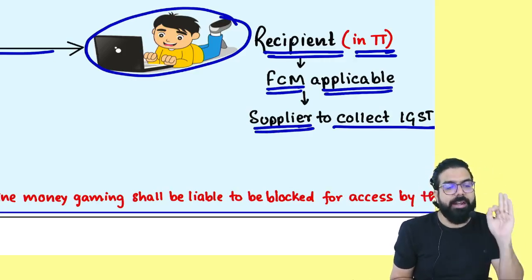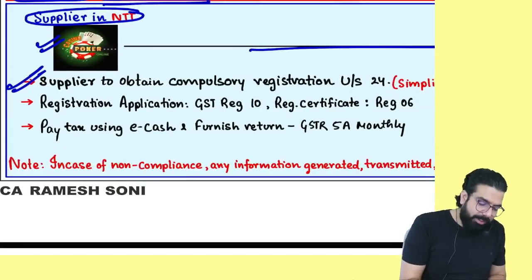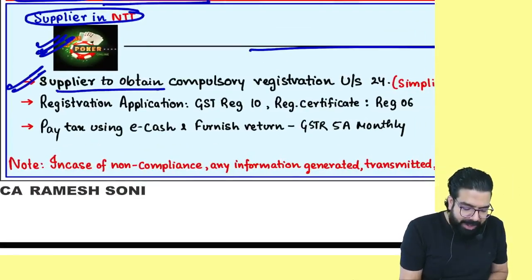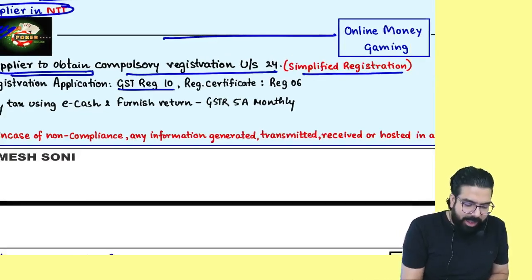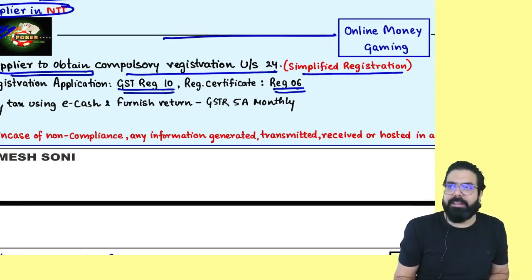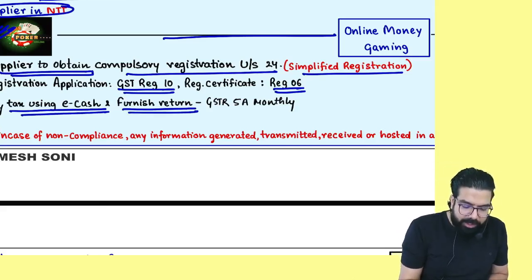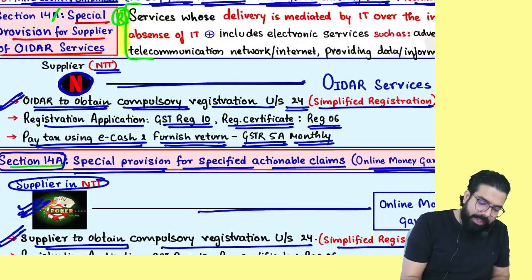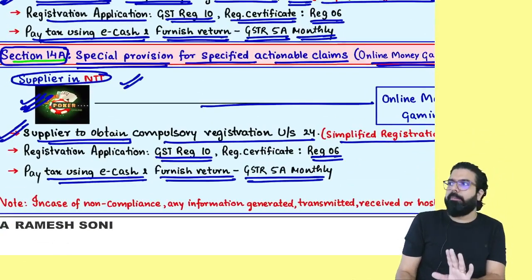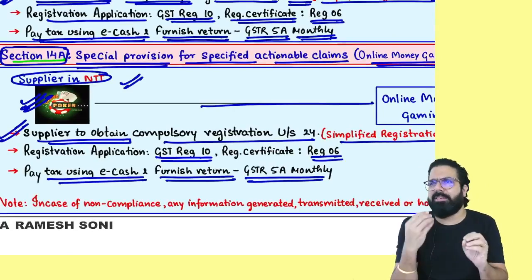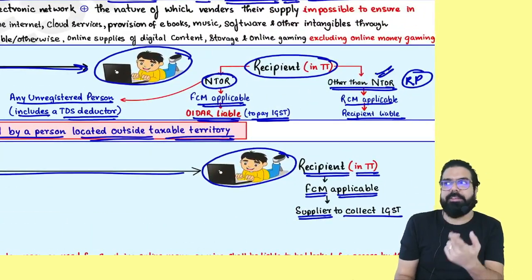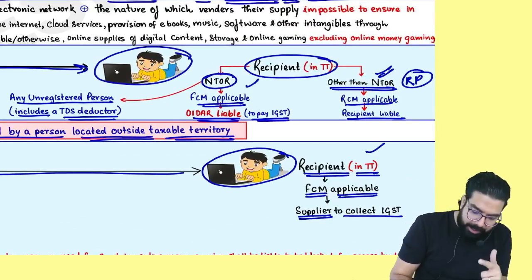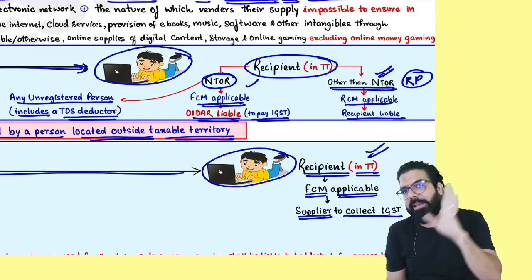And what is the GST paid? IGST. For this, these people are required to take simplified registration. Supplier to obtain compulsory registration, which is a simplified registration. Application is REG 10. Registration certificate is REG 06. They also have to pay using their e-cash ledger, and they have to furnish their return, which is GSTR 5A. They both are same. In both cases, they have to file the same registration application, etc. But in OIDR's case, if you are registered, you will pay GST under RCM, unregistered forward charge. But here it is always forward charge mechanism.